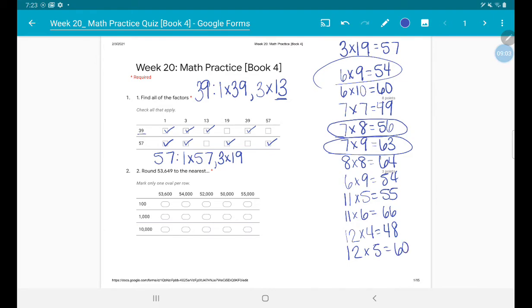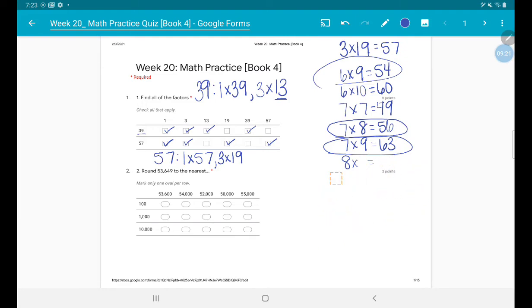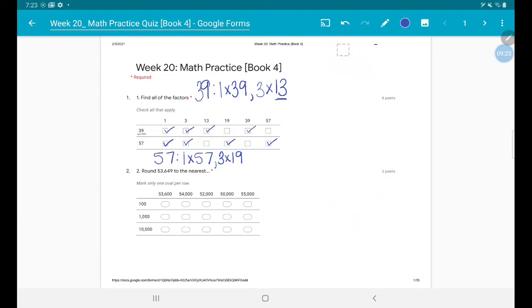So we've gone all the way through to the 12s. We haven't found any more factors, so we can be pretty confident that we're finished. The only factors of 57 are 1 and 57 and 3 and 19. So there's 4 factors of 57 also.